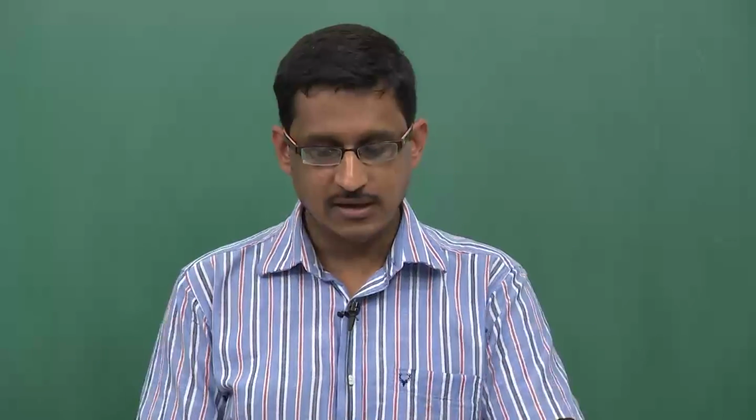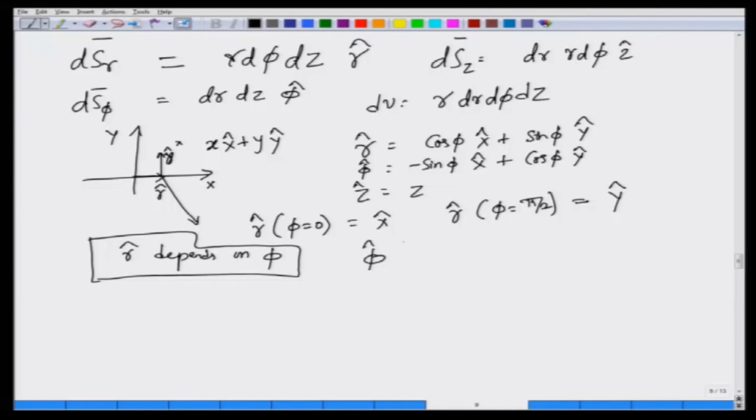Similarly, what will happen to the phi vector? The phi vector at phi equal to 0 will be pointing along the y direction, because cos phi will be equal to 1 at that point. The same phi vector at phi equal to pi by 2, it is interesting, will now be pointing along the minus x hat direction. So again the phi vector also depends on phi.